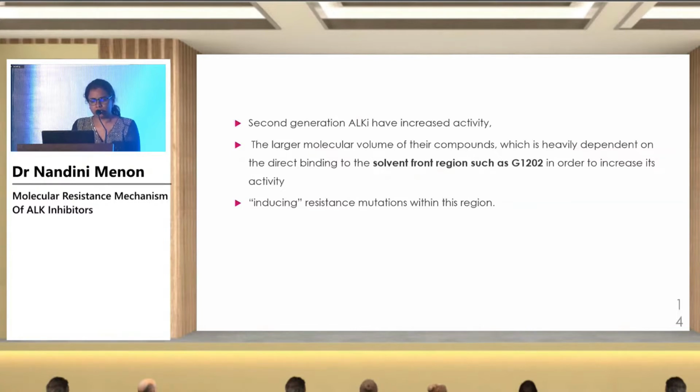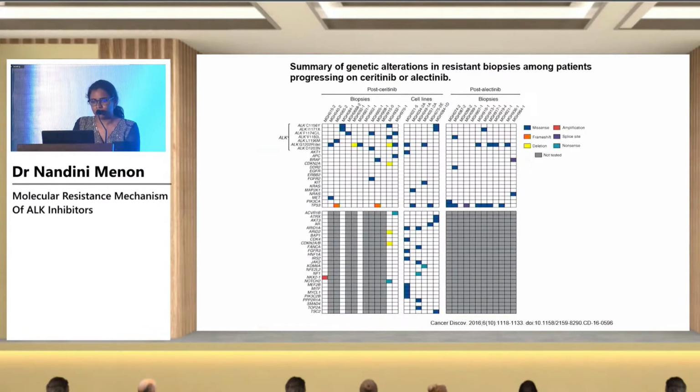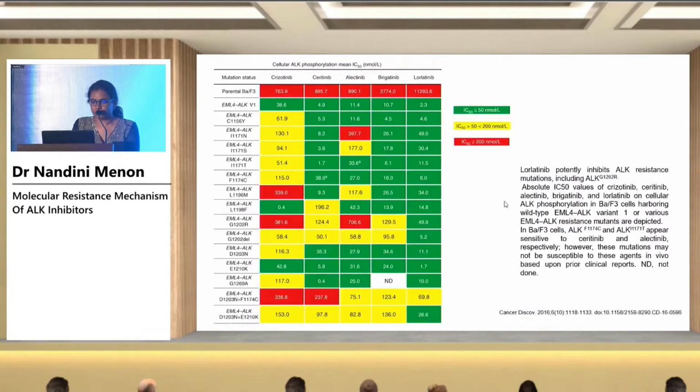The reason they propose for this mutation being common in second generation ALK inhibitors is because of the binding site. The second generation ALK inhibitors are more effective, and they have it because of the structure of the compound, which binds to the solvent front region on the protein, where this G1202 site is located. And this increases the activity, and that's why these drugs are more effective. But because of this potential of this drug binding, this also induces resistance mutations in this region and makes it difficult to target. So this again is from the same paper, where they did genetic alterations and the various ALK mutations and other non-ALK pathways which were analyzed in patients receiving these drugs.